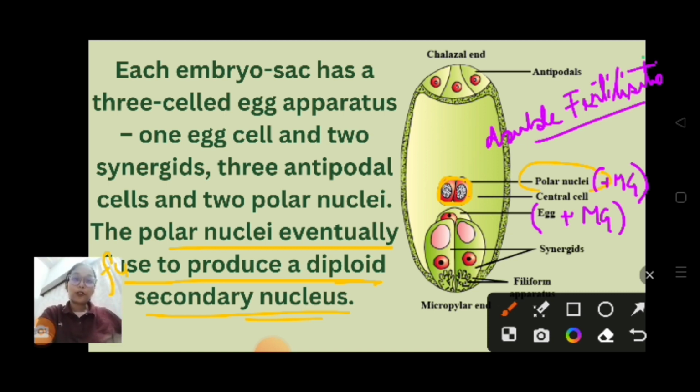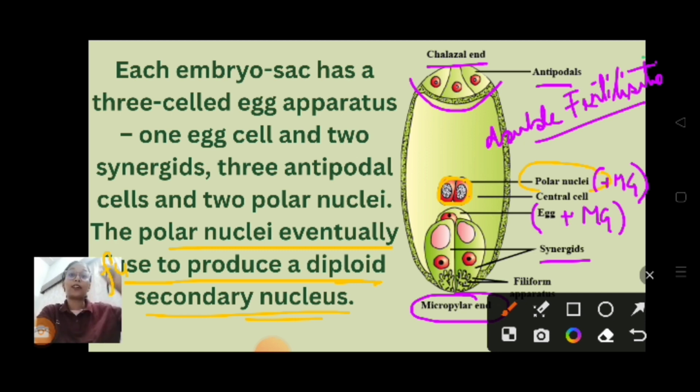Okay, so you understood how in the embryo sac the cells are arranged. In this micropylar end, you can see 2 synergid cells are present, and along with the synergids 1 egg cell is also present, and towards the center there are 2 polar nuclei which fuse together when they mature. And in the chalazal end, where you can see 3 antipodal cells are present.